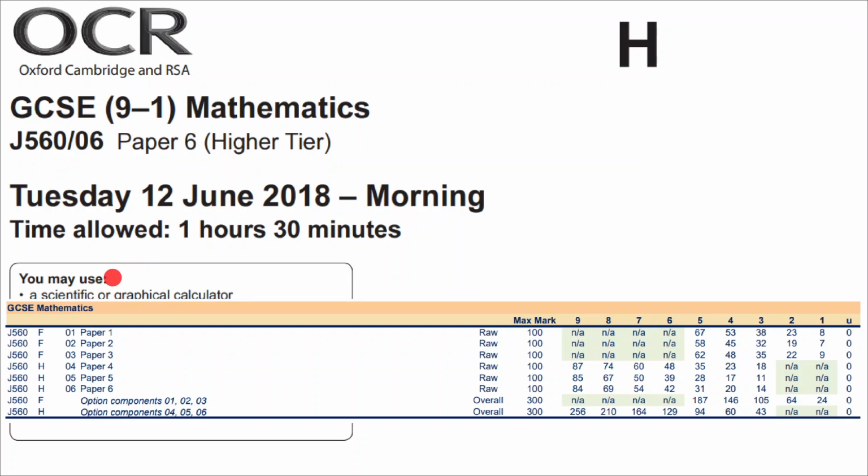You can use a calculator for this paper, and you can see you've got the grey boundaries below to see what you need to get on Paper 6 to get the grade that you're after. To get a grade 5 here on Paper 6, you need to get 31 marks, grade 6 is 42, 7 is 54, grade 8 is 69, and grade 9 is 84. I would say this is a pretty typical grade boundary for the higher tier paper. And without further ado, let's get into it.